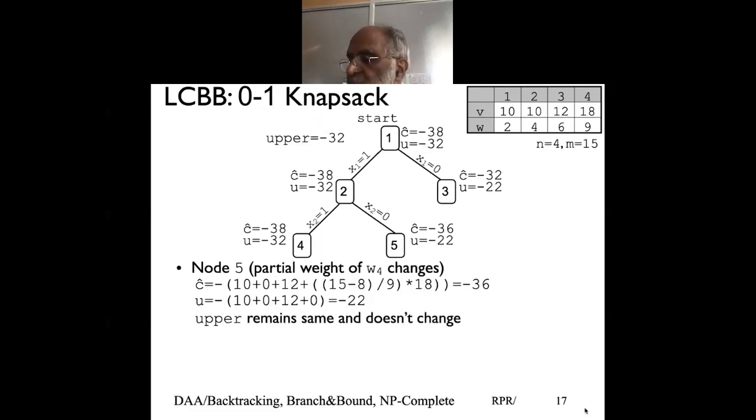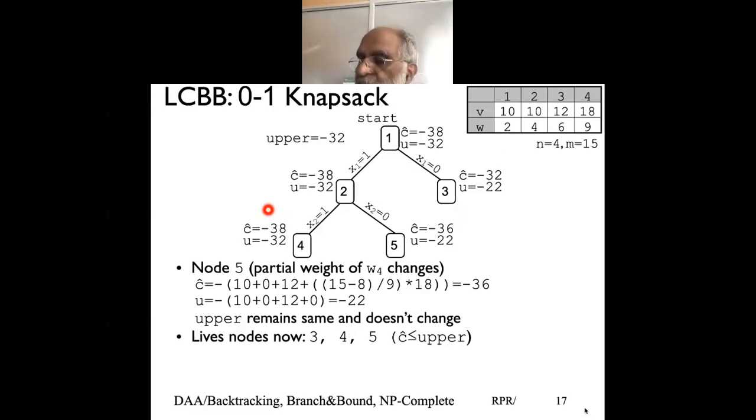So upper remains the same, does not change. Now my live nodes are node 5, node 4, and node 3, and look at their respective C hats. All of them have C hat as minus 32, minus 36, minus 38. All three of them are less than this upper, so all of them remain live nodes.